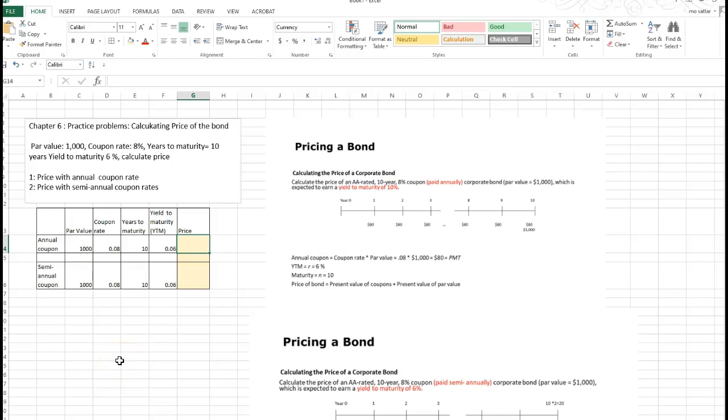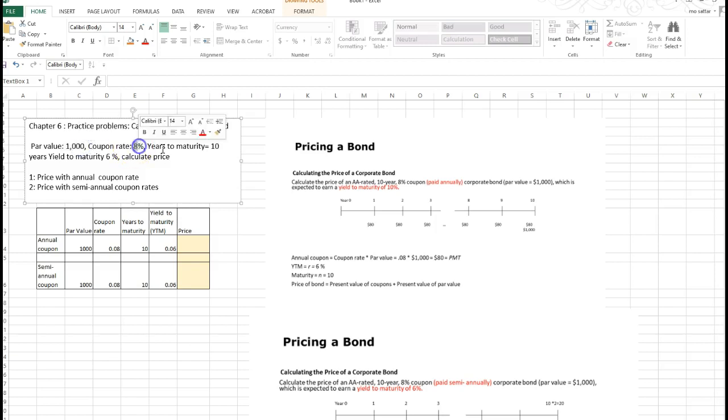In this recording, I will show you how to calculate the price of the bond and yield to maturity using time value of money formulas in Excel. So let's take a couple of examples. The first one is that we are going to calculate the price of the bond. We will do it two ways. One is what if the coupon rate is annual, and the other one is what if the coupon rate is semi-annual. The information provided is the par value is $1,000.